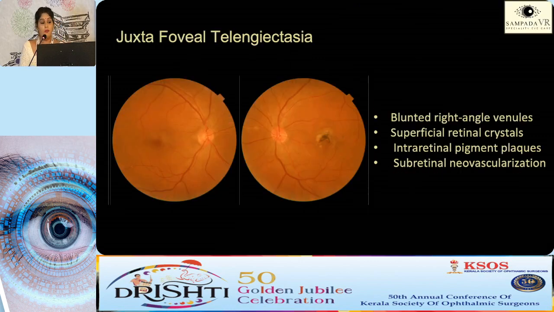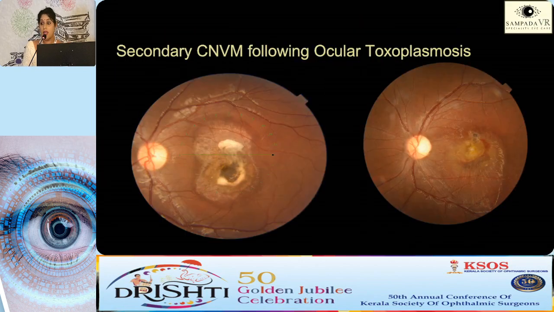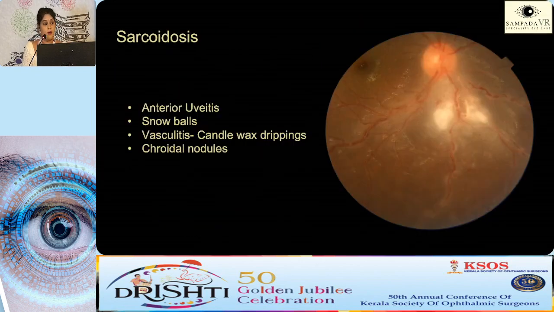Juxtafoveal telangiectasia, most of the time this has been missed in our day-to-day practice. So in such cases, when the vision is not proportional to what you see, always look under high magnification for blunted right-angle venules or superficial retinal crystals. Toxoplasmosis, you can see fresh cases like this with vasculitis, or it can be seen adjacent to a scar. Whenever you see a macular toxoplasmosis, it is always better to go with intravitreal clindamycin. It works wonders rather than giving the oral antitoxoplasmic agents. So this can be associated with a secondary CNVM later.